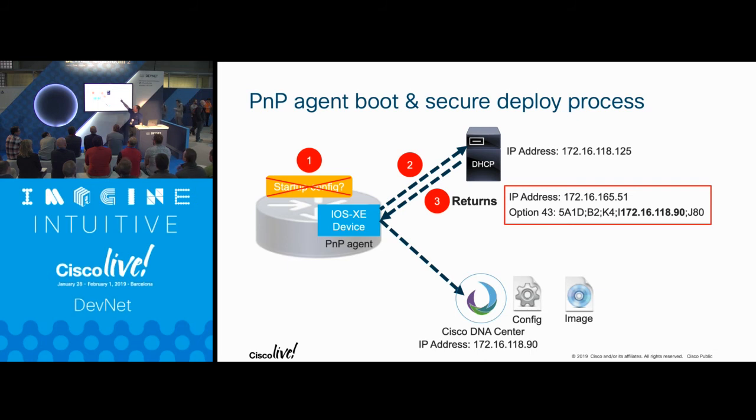IPv4, HTTP. Here is your IP address for your plug and play server. Communicate over port 80. So then I can reach out as a plug and play initiation to that particular device, in this case the Cisco DNA Center, to start my onboarding process.